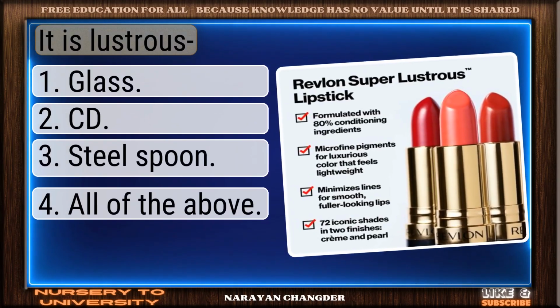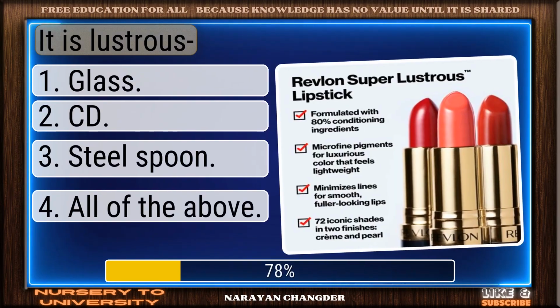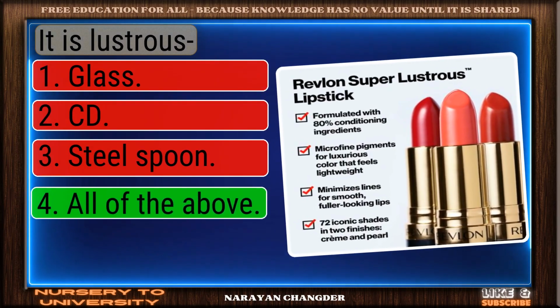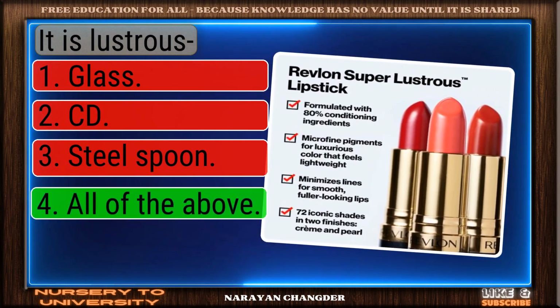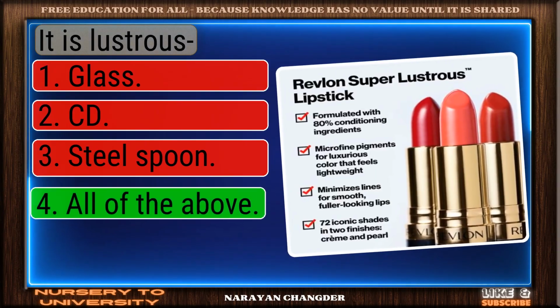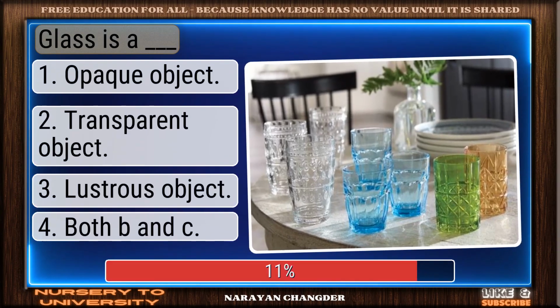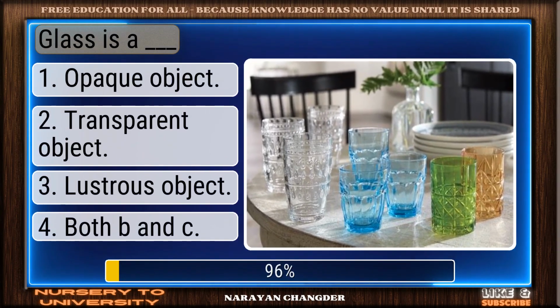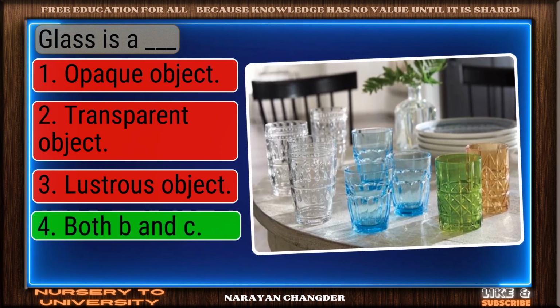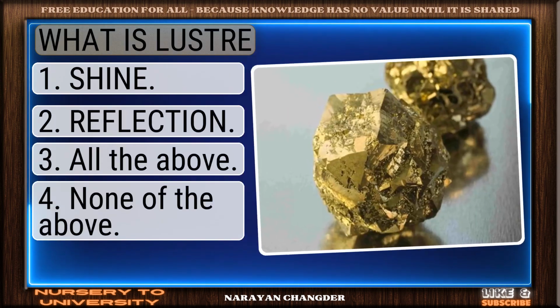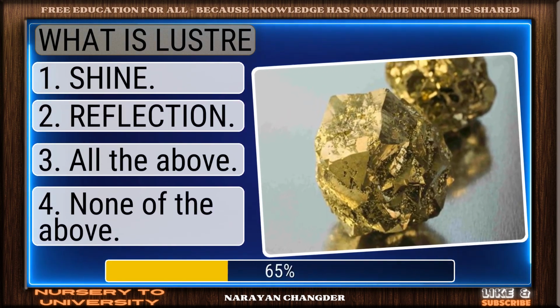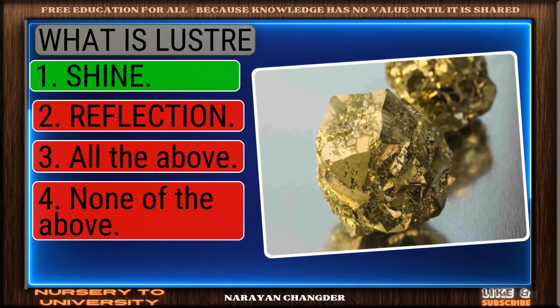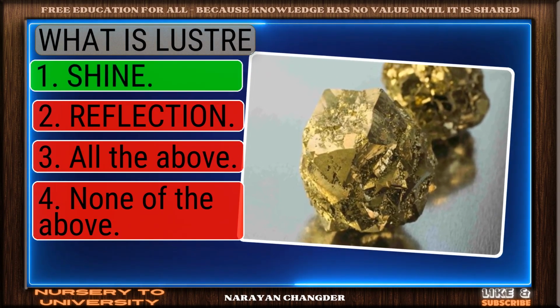It is lustrous. Clear logic. Your choice all of the above is sound and 100% true. Glass is a dash. Excellent. Both B and C is a brilliant choice. What is luster? Good job. Your answer shine works well here.